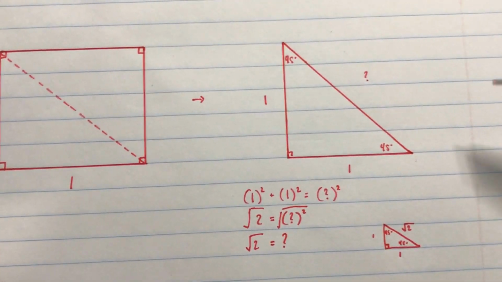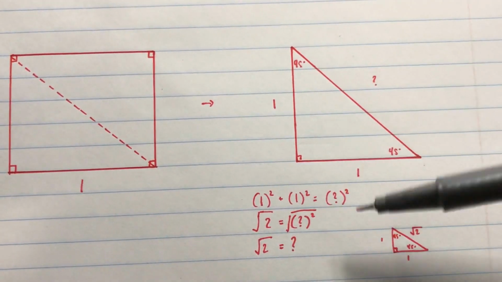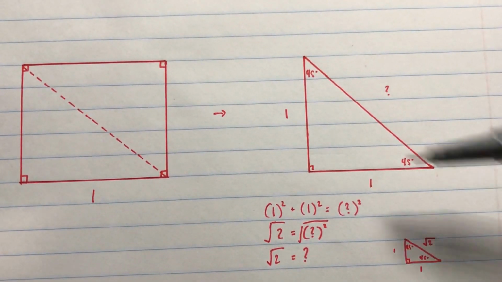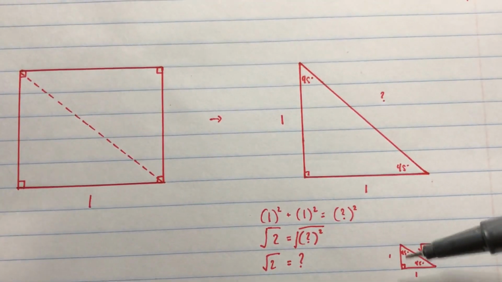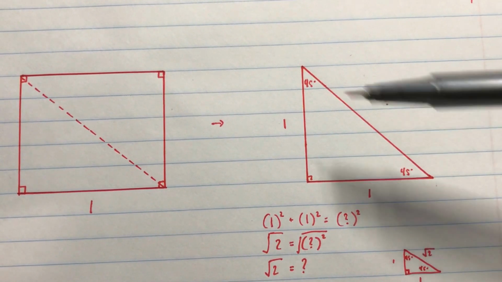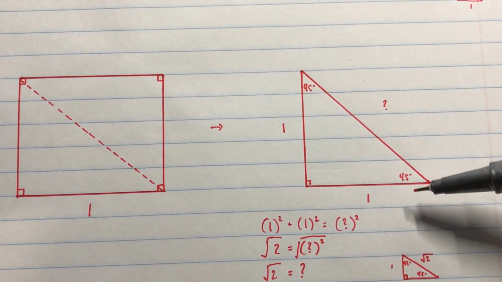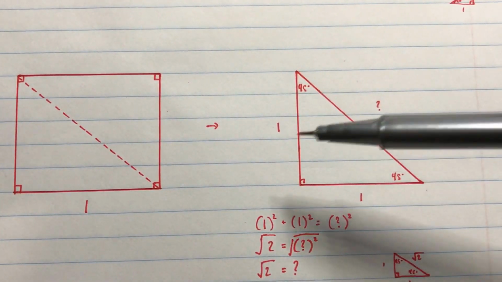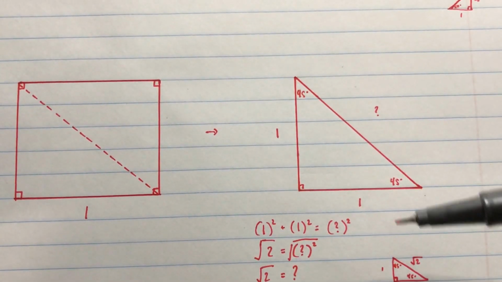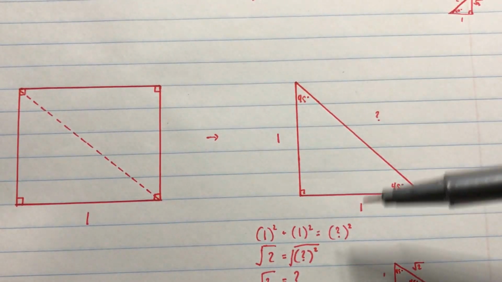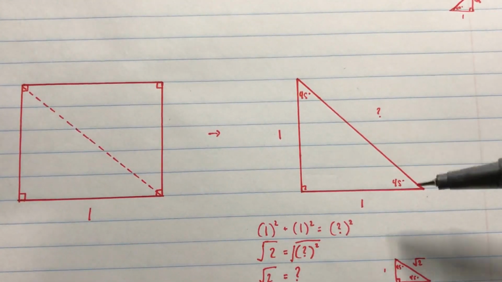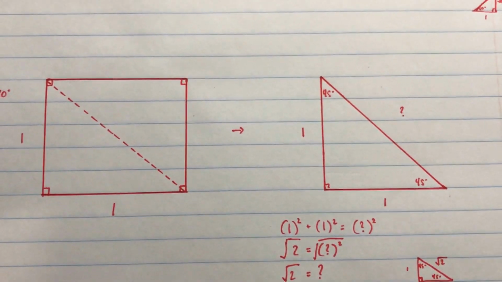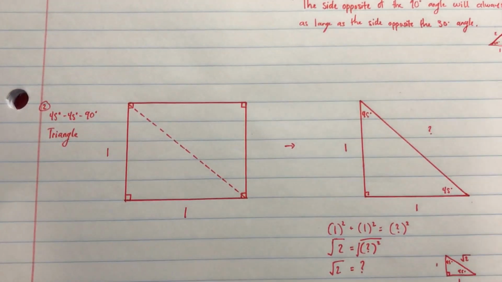Now, what you want to notice here is that anytime you have a triangle in which the opposite angles are the same, then you know that the sides opposite them have to be the same. And similarly, if you have a triangle in which two sides are equal to each other, you know the two angles opposite them have to be the same. And this is how you derive the special right triangles.